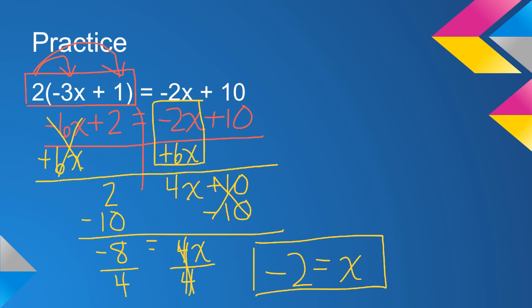But to check it, I'd put a negative 2 right here, and I'd put a negative 2 right here, and let's just see what happens. So negative 3 times negative 2 inside the parentheses is 6. Still inside the parentheses, 6 plus 1 is 7, and 7 times 2, I have 14 on the left. And then I had negative 2 times negative 2 on the right is positive 4. 4 plus 10 is 14. That worked out. I have the correct solution.